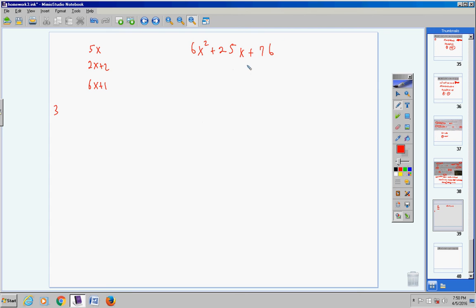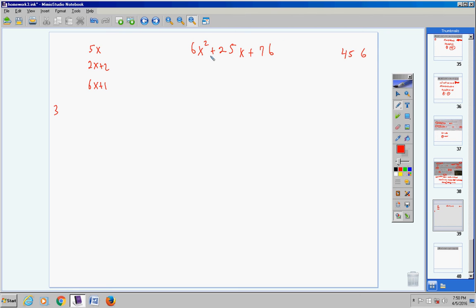Now, I could try to factor this, but it's going to be a lot of work. Remember, I have to take my 6 times my 76. That gives me, I think, 456. So I want two numbers multiplied to give me this. When I add together, give me 25. That's going to be a lot of work. So I think I'm going to employ my graphing calculator again. And I'm going to type in my calculator this model right here.